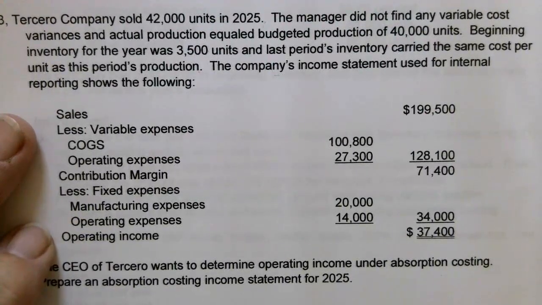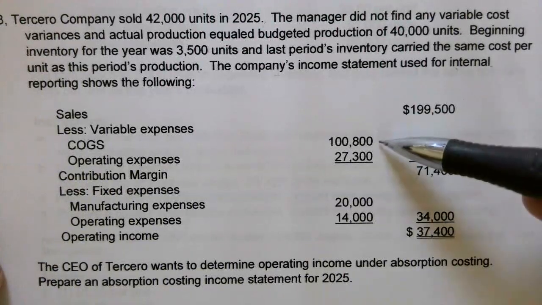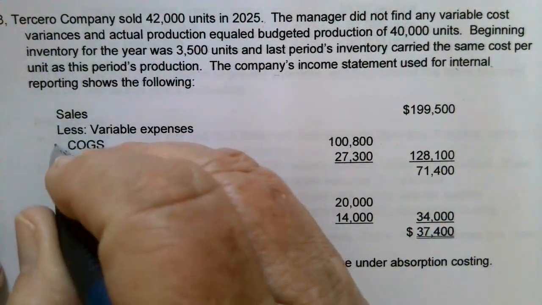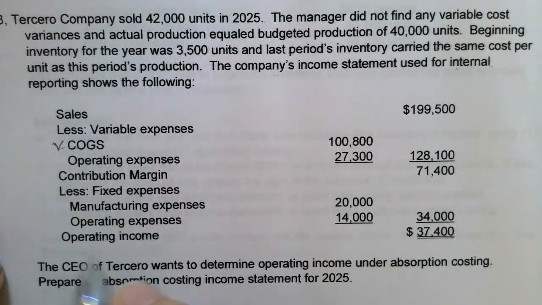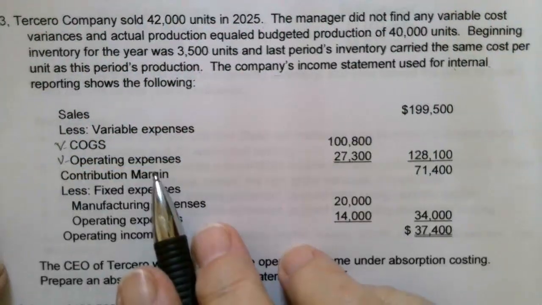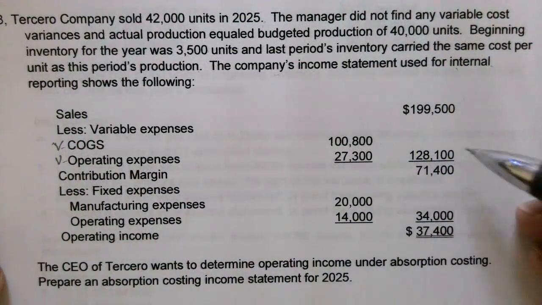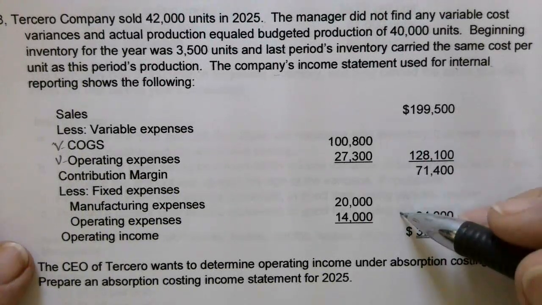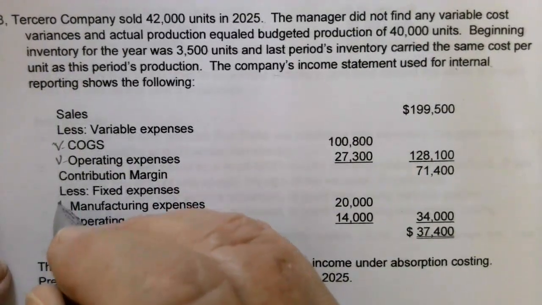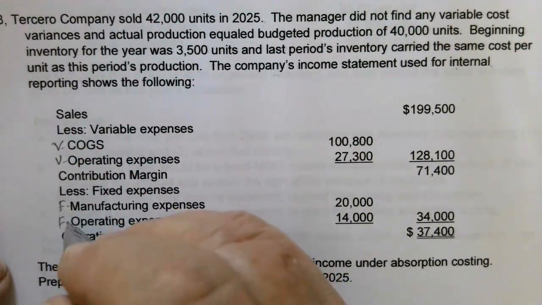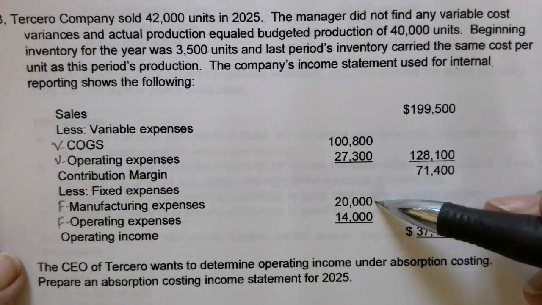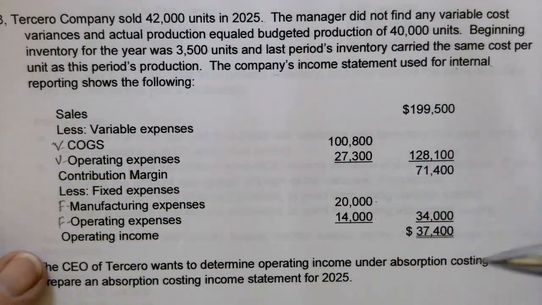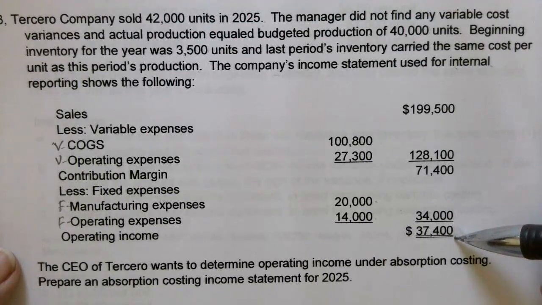The company's income statement used for internal reporting shows the following. So internal reporting would be variable cost. And we've got sales less variable expenses. So you can think of this as variable cost of goods sold. Okay, and variable operating expenses, typically selling expenses, are in here. 27.3, so there's my total expense and contribution margin. Less fixed expenses, these are fixed manufacturing expenses and fixed operating expenses. Okay, 20,000 and 14,000 for a total of 34, and operating income is 37,400.